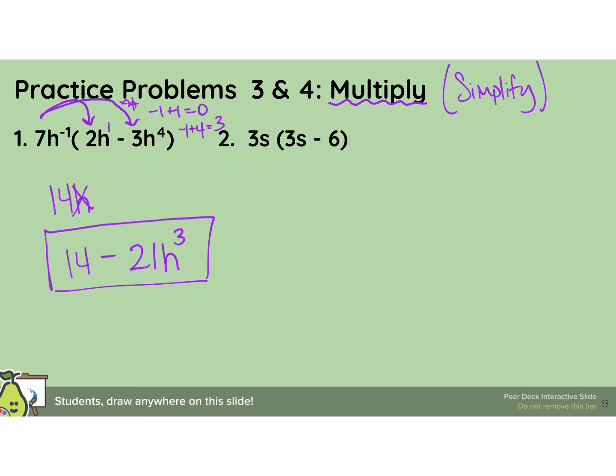Practice problem 3. Sorry, that says 2. So we're going to first multiply. 3 times 3 is 9. Put our s. Add the exponents. 1 plus 1 is 2. Put a minus sign. 3 times 6 is 18. We put our s. There's nothing to add to it. We're done.